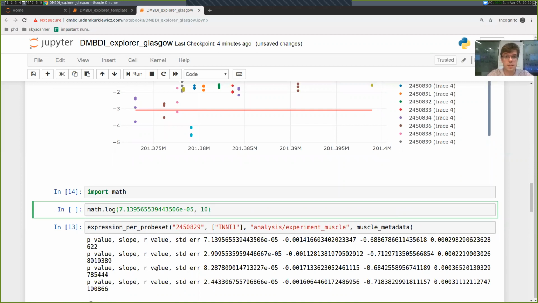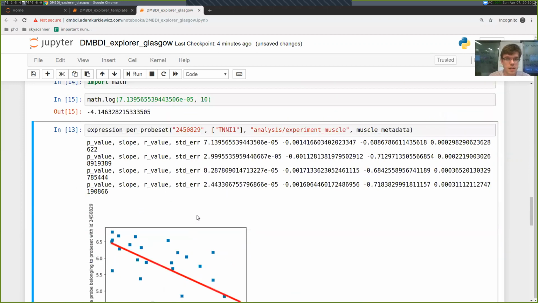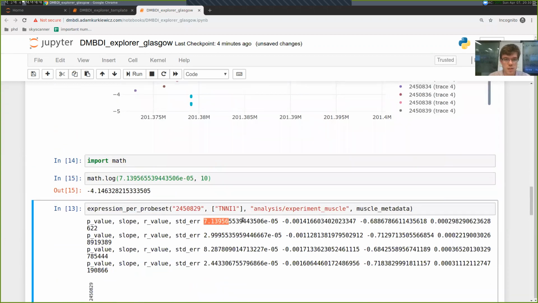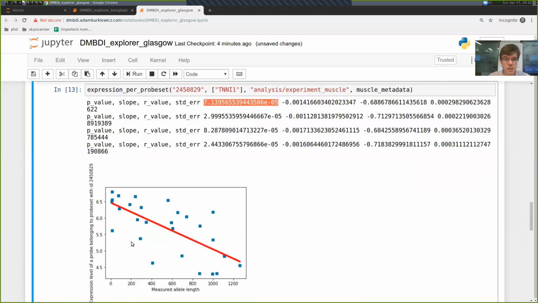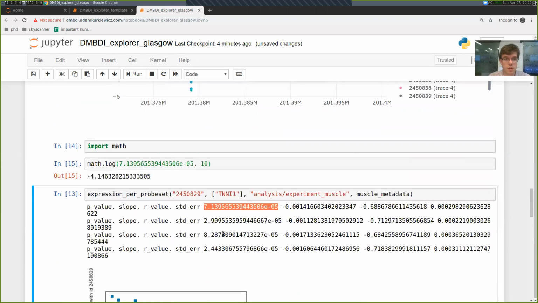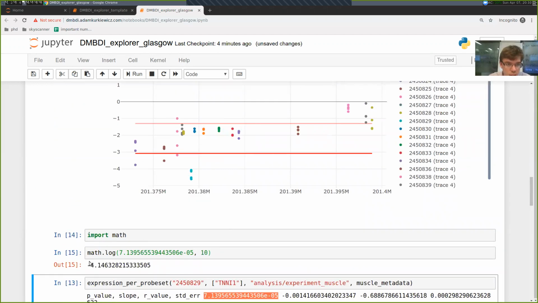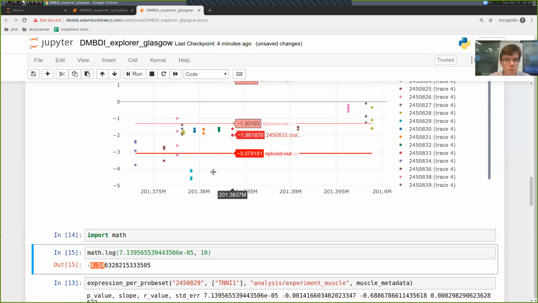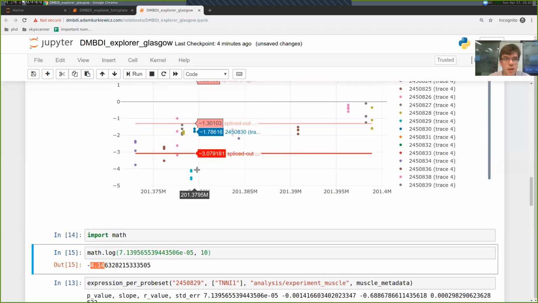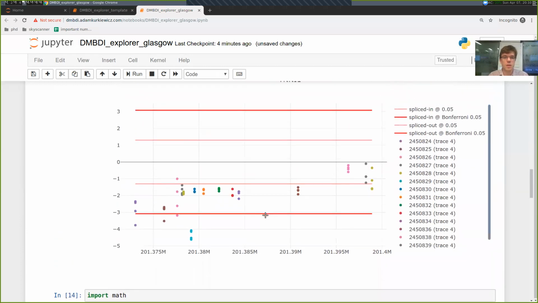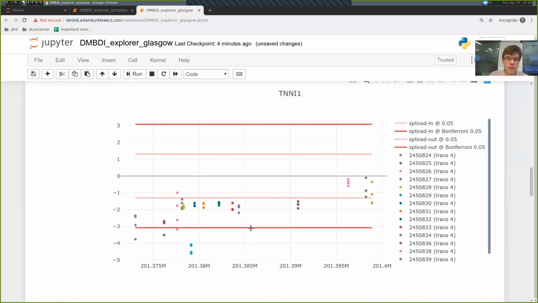So we have to remember that it's a decimal logarithm. And as you can see, the p-value of this first linear regression is going to make its way into the plot as -4.15. So that's going to be somewhere here.